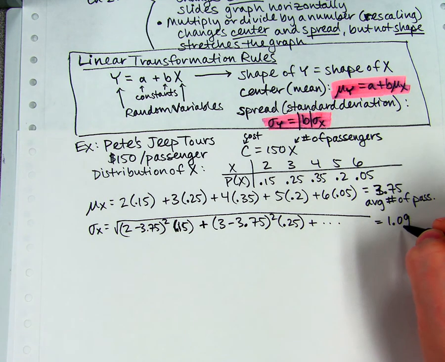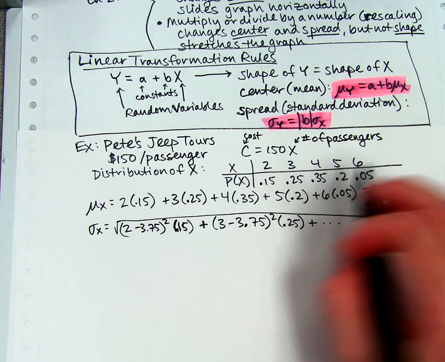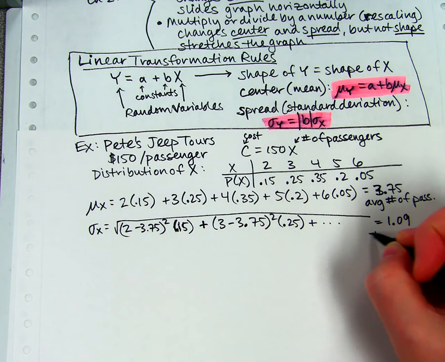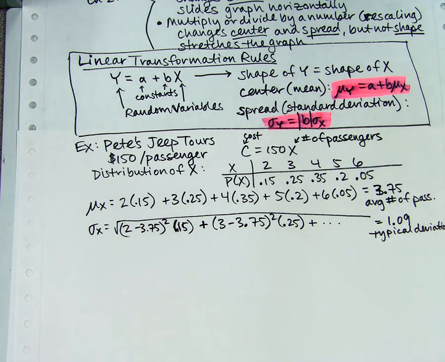Sometimes you're about one passenger less than that. Sometimes you're about one passenger more than that. That seems reasonable looking at this table. That's the typical deviation. Okay, so that's the review from 6.1 right there. Let's move on to 6.2.